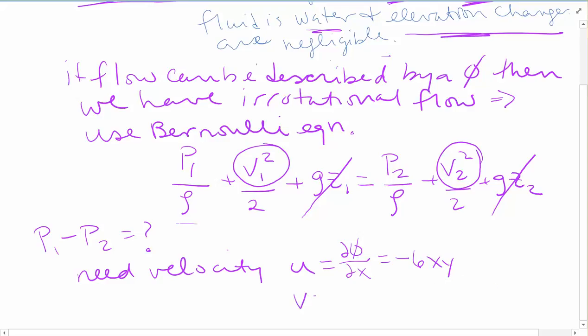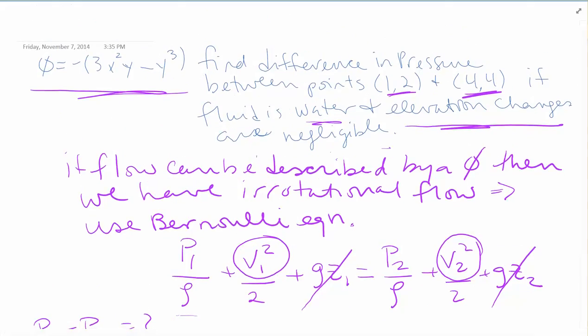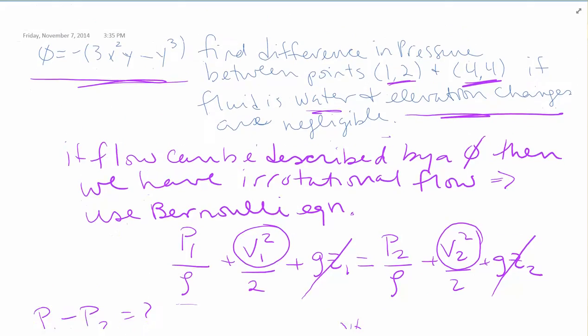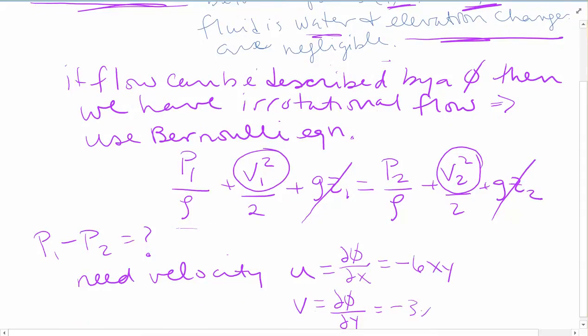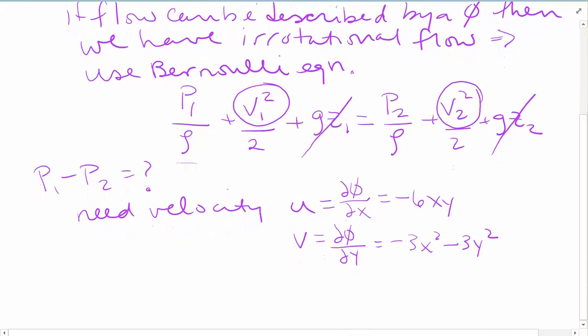Next, let's find v. So v will be the y component of velocity. That's going to be equal to the partial of phi with respect to y. Now again, if we look back up here, that'll give us negative 3x squared minus 3y squared. Alright, so now we have that.